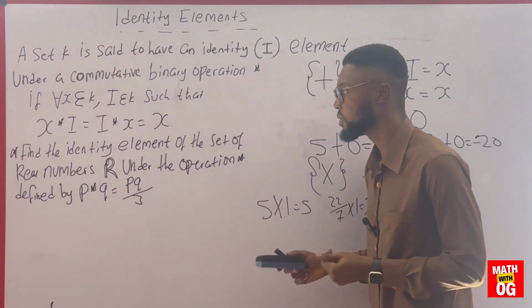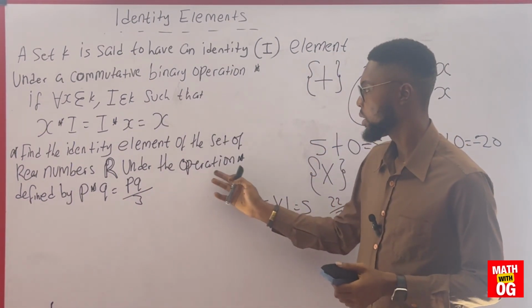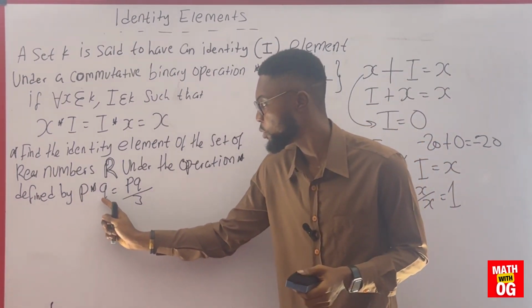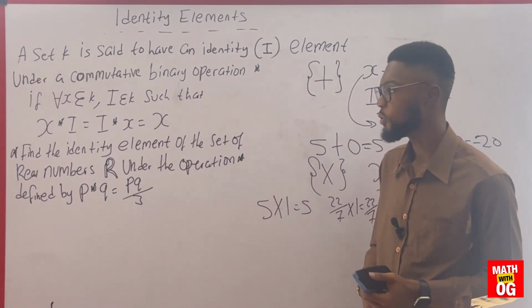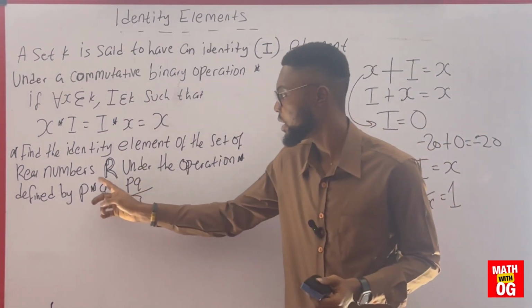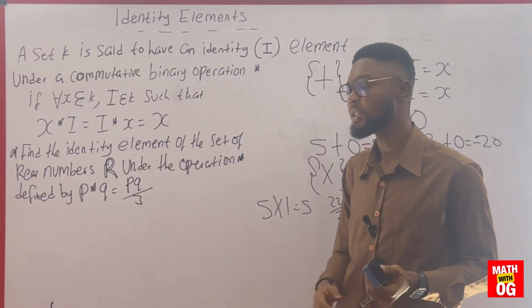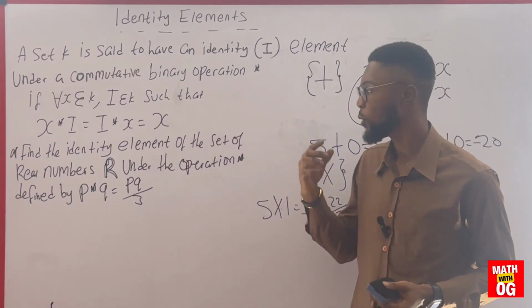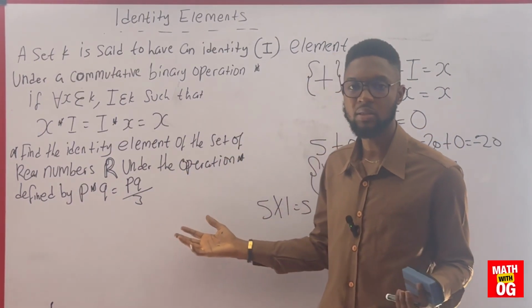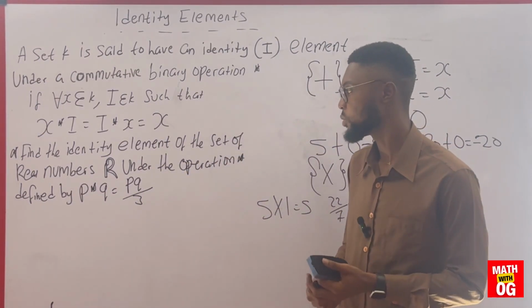Find the identity element of the set of real numbers R under the operation defined by P operation Q is equal to PQ over 3. So we have to find the identity element. And I just said that for this to have an identity element, it must be commutative. So from what you can see, is this commutative? Yes, it is commutative. But let's prove that this is commutative.